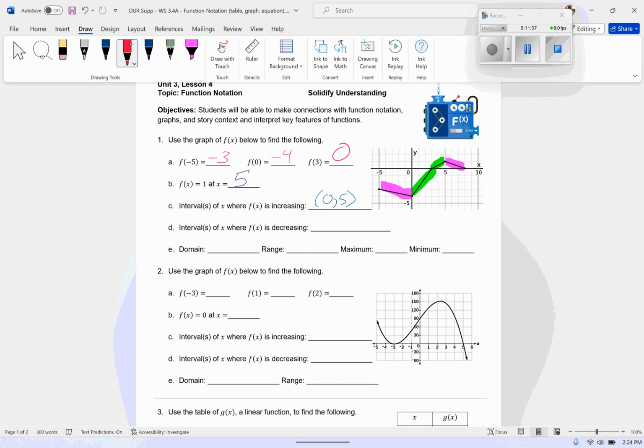So where is this one decreasing? Tell me in the story using the x's. -5 to -5? No. -5 to 0, very good. And 5 to 8.